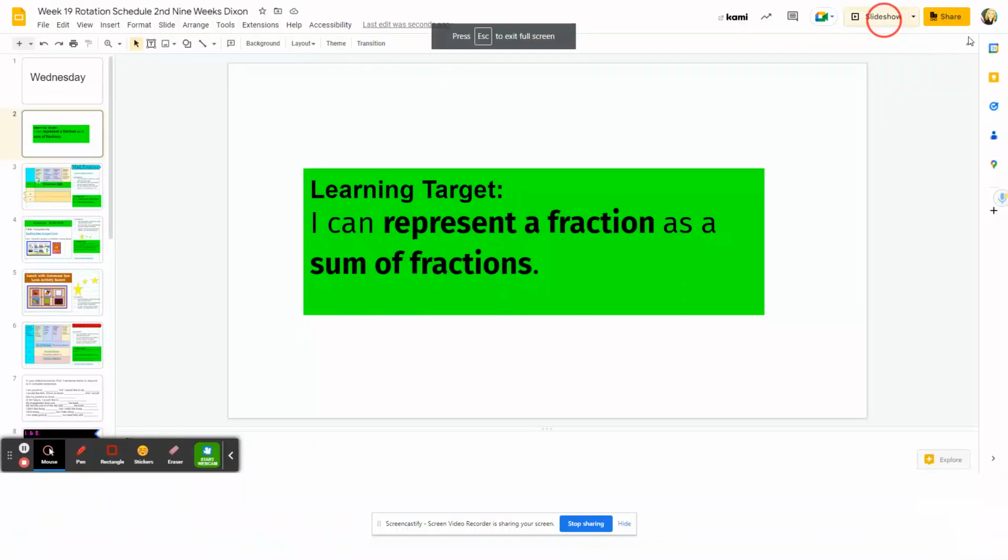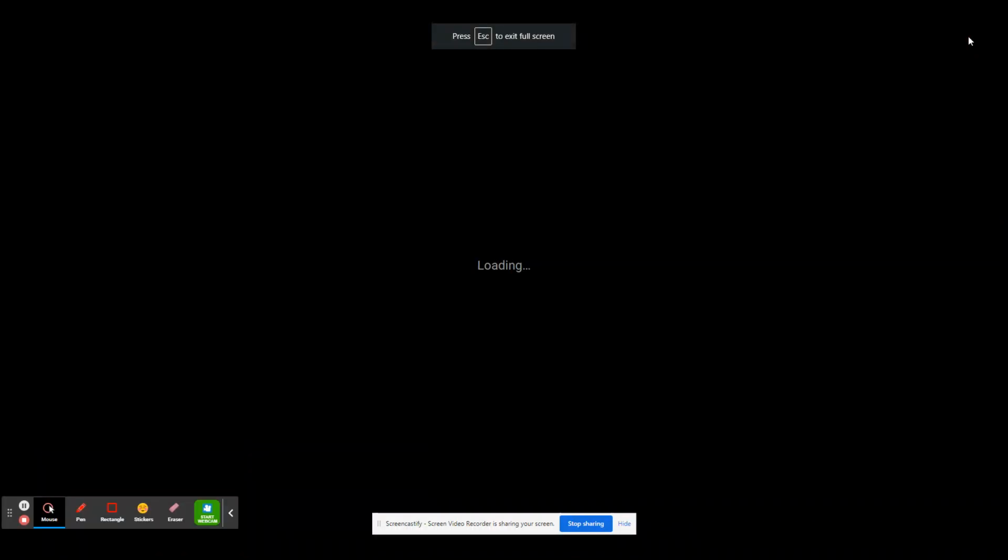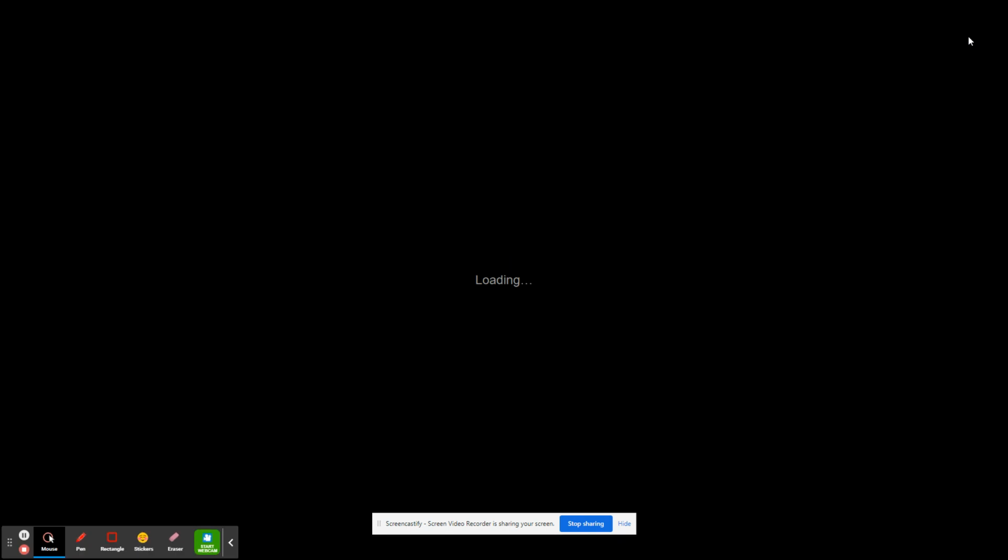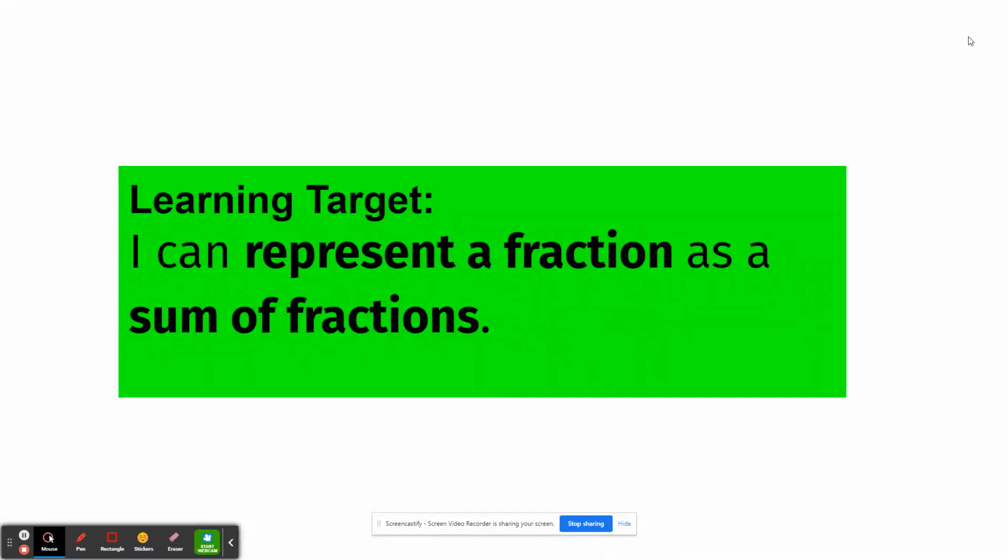Hi, class. We are talking today. This is math, and we're talking about fractions. And our learning target for today, this is our first day of fractions. Our learning target is I can represent a fraction as a sum of fractions.